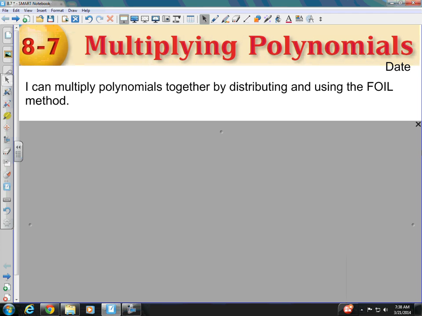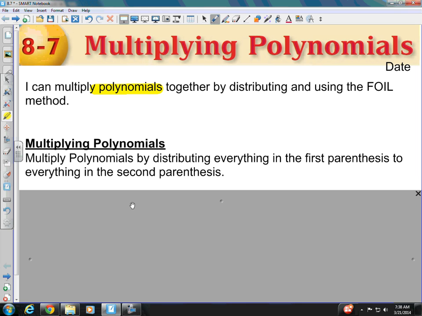And our target for today is that I can multiply polynomials together by distributing and using the FOIL method. So far we've looked at multiplying a monomial to a polynomial, but today we're actually going to look at multiplying polynomials together. We multiply them by distributing everything in the first parenthesis to everything in the second parenthesis. So we're going to use the distributive property.